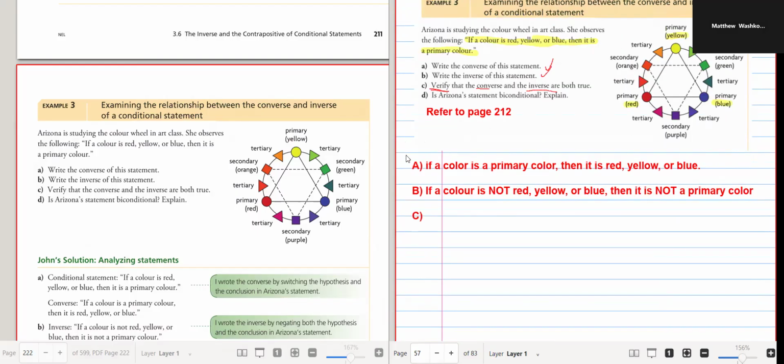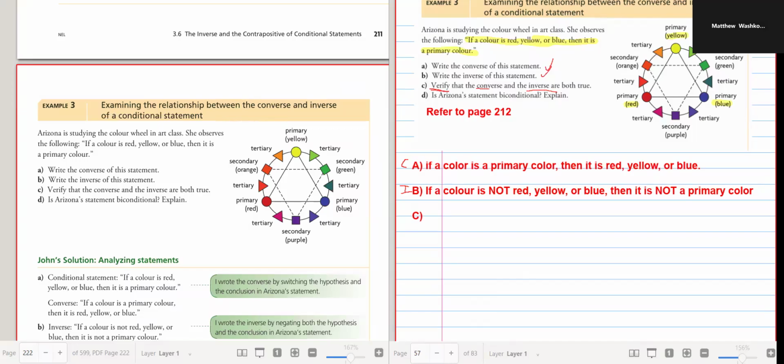So let's start out with the converse here, right? Here's the converse. Here's the inverse. Sorry, my cat was puking. Where did I leave off? Oh, right. So here's the converse, here's the inverse.